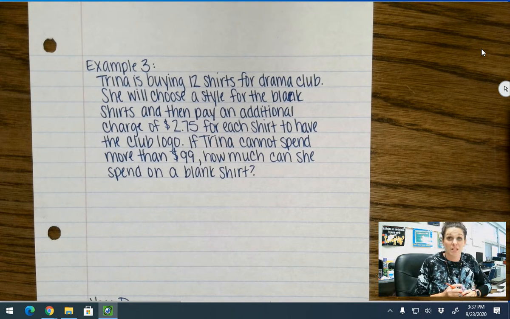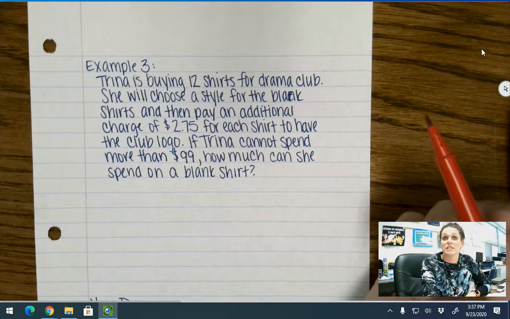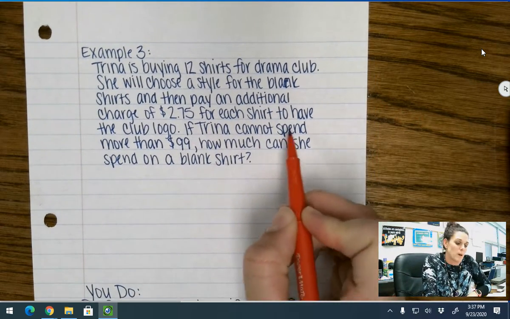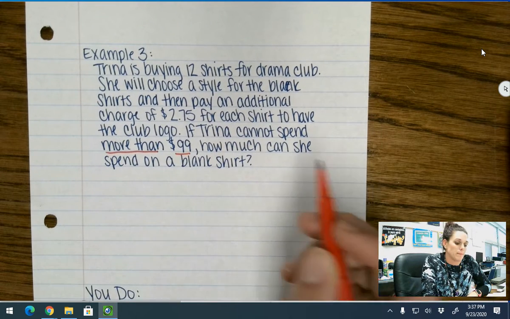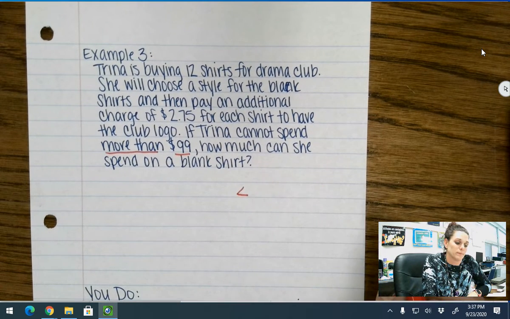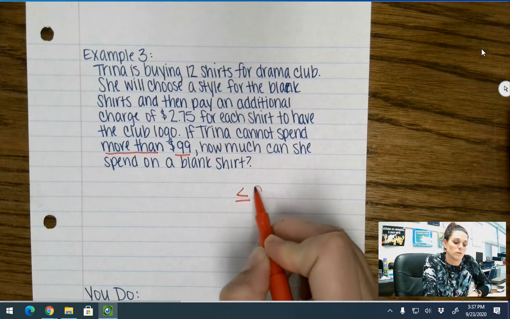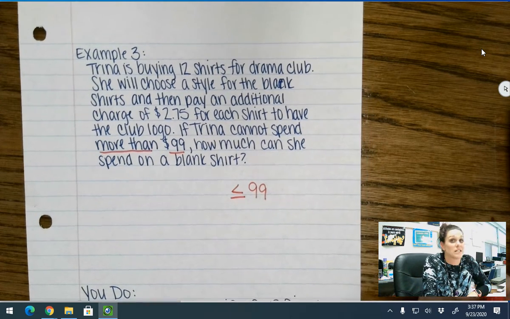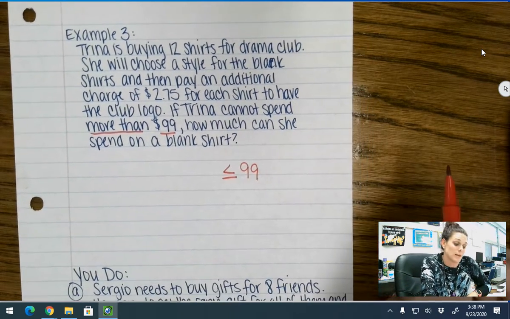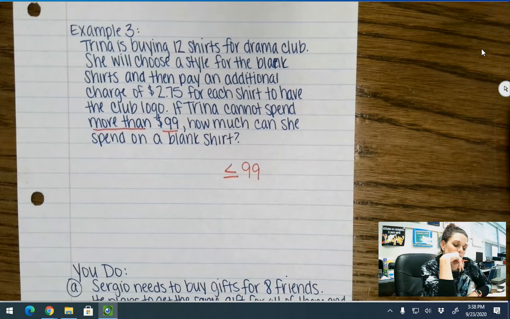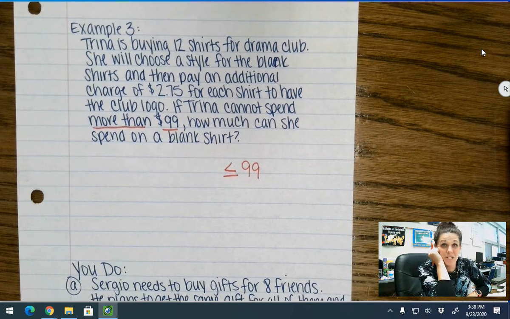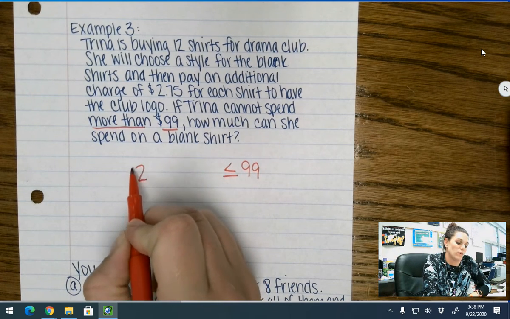So first and foremost, let's start at the end and how much she can spend. So she cannot spend more than $99. That means she is spending less than or equal to $99. She can't spend more than it, but she can spend $99. Well, I know that I'm going to be buying 12 shirts, right? That's a for sure. There's going to be 12 of something.